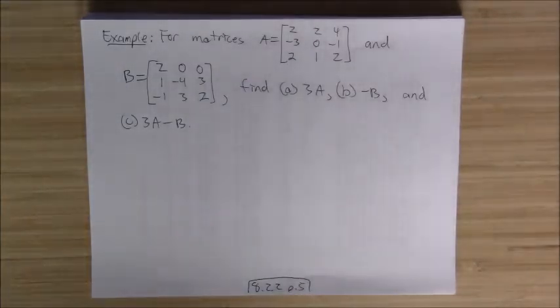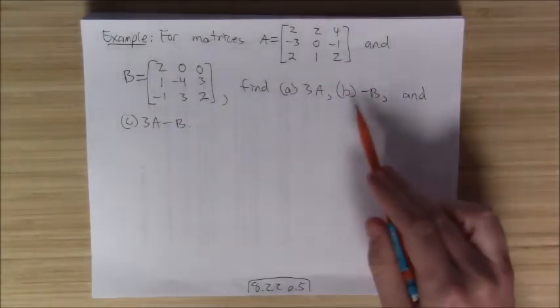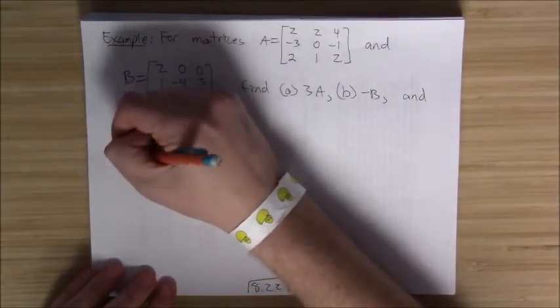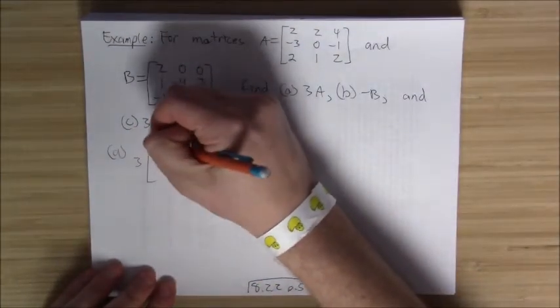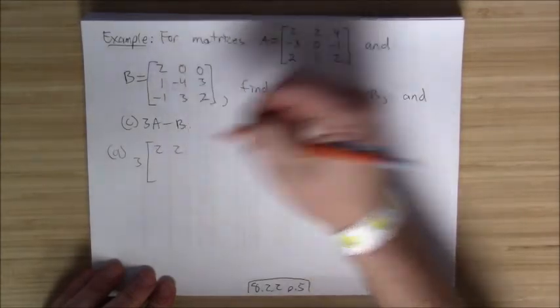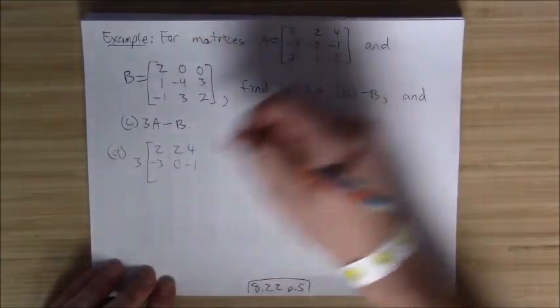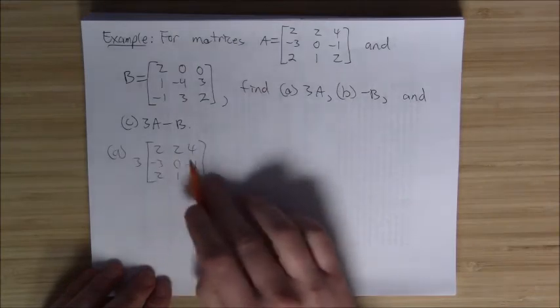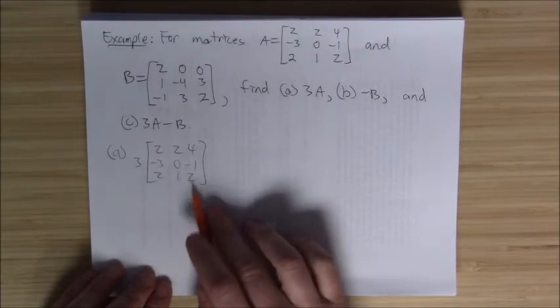So let's do some examples of computing with matrices. Suppose we have these 2 matrices, and we want to find 3A, negative B, and 3A minus B. Well, for part A, 3A is just 3 times the whole matrix, 2, 2, 4, negative 3, 0, negative 1, 2, 1, 2. It's 3 multiplied through that, and scalar multiplication by the scalar 3 just sends 3 into each of those.